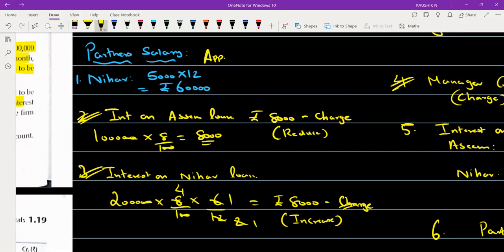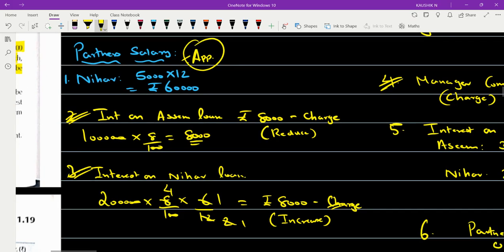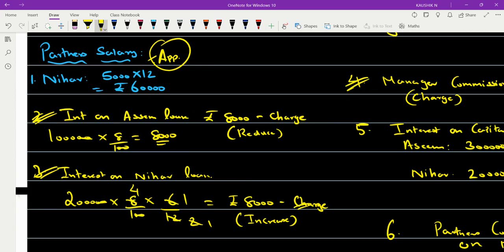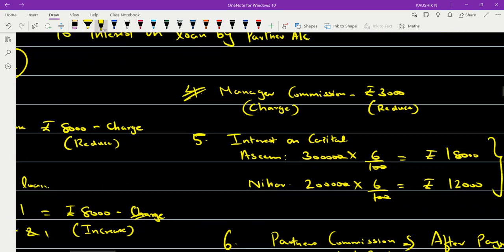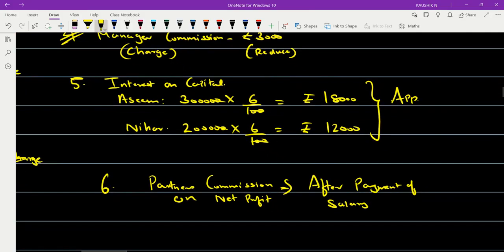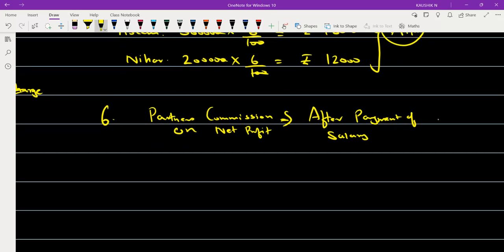The rest of the items, if you see, Niha's salary is an appropriation. That means the concept should be in such a way that net profit should be after charges, before appropriation. So this we will take into account later on, no issues. And here, interest on capital is also an appropriation. This we can take up later on. And partners commission, tell me whether it is an appropriation or a charge. Okay, it is an appropriation.